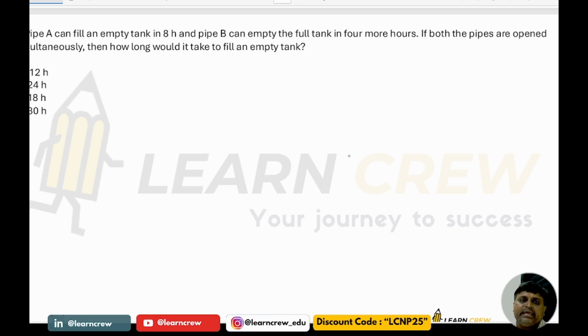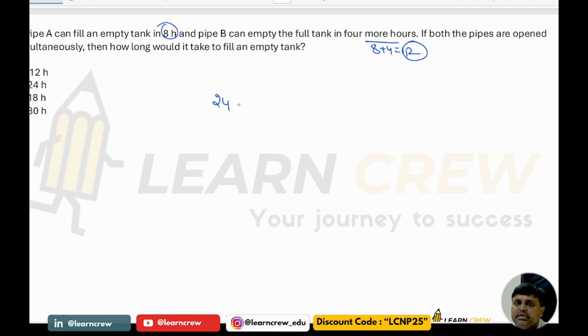Pipe A can fill an empty tank in 8 hours and pipe B can empty the full tank in 4 more hours. 4 more hours means what? 8 plus 4, which is 12. If both the pipes are open simultaneously, then how long will it take to fill an empty tank? So similarly, 8 and 12. What is the LCM?